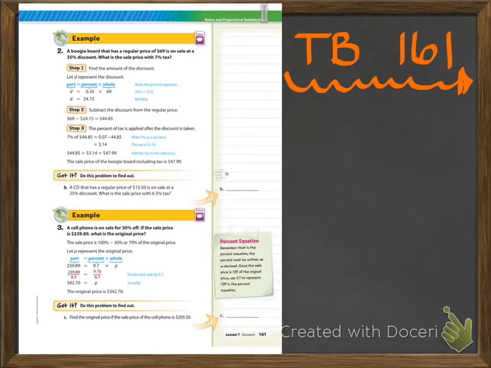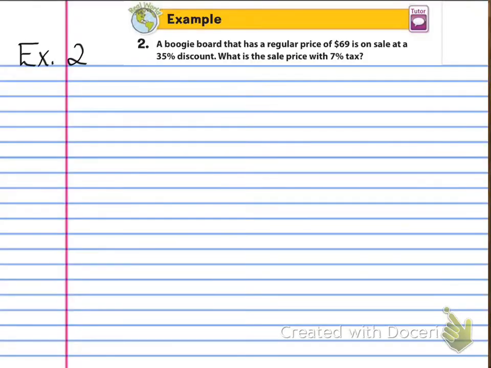Now you want to look at textbook page 161. On 161, we're looking at example 2. It says a boogie board that has a regular price of $69 is on sale at a 35% discount. What is the sale price with 7% tax? So now we've got basically a two-step problem here. Many steps, but two different concepts. We're subtracting the discount and then we're adding the tax.